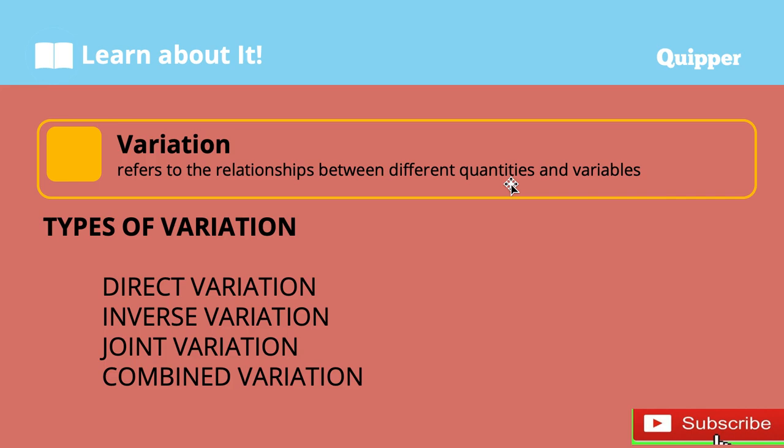There are four types of variations. First, direct variation. Second, inverse variation. Third, joint variation. And fourth is combined variation. But in this video, I'll be talking about direct variation.